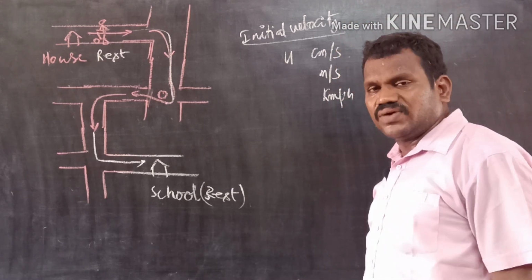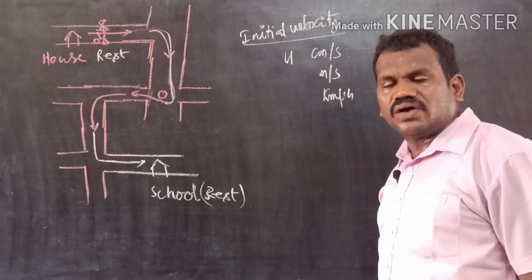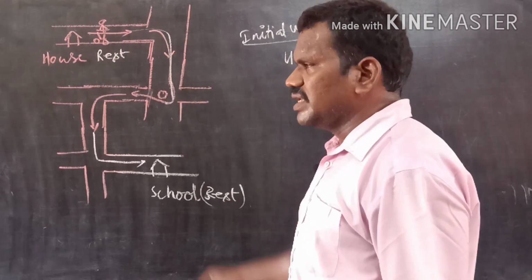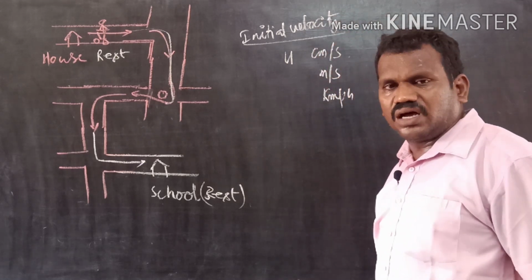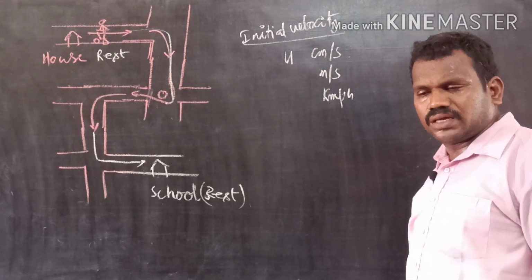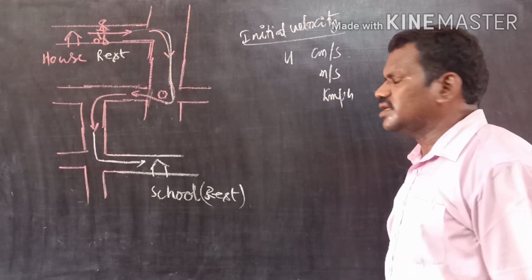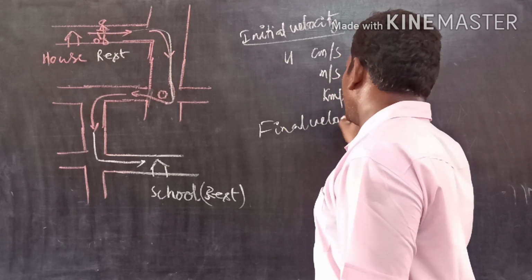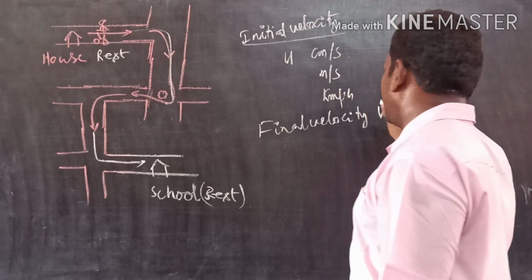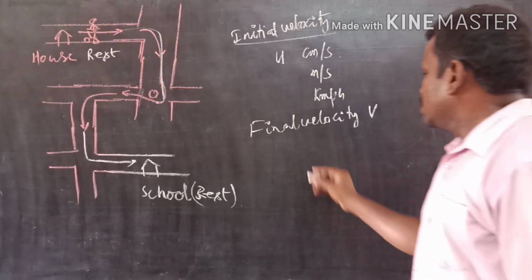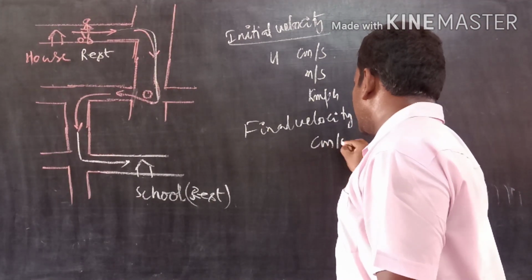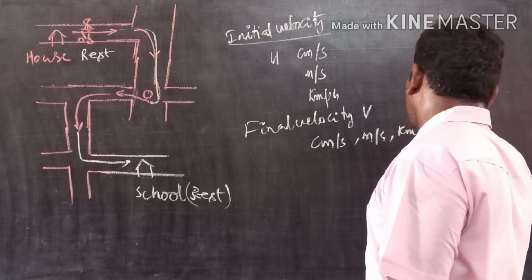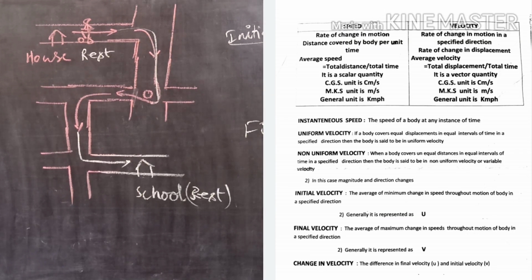Next, what is final velocity? The average of maximum speeds of the vehicle. Why? Because first we calculated the minimum speeds. Then the average of maximum speeds of the vehicle throughout its journey is called final velocity. Final velocity is represented by the letter V. Its unit is centimeter per second, meter per second, or kmph. All can be considered as the units.